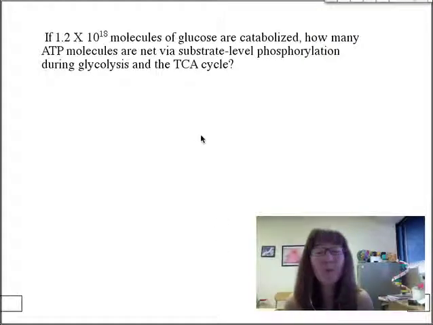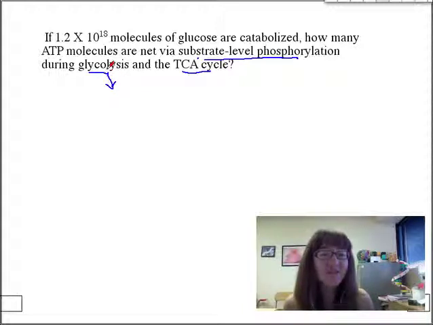Let's do a quick sample calculation as we end off our day. If 1.2 times 10 to the 18th molecules of glucose are catabolized, how many ATP molecules are net via substrate level phosphorylation during both glycolysis and the TCA cycle? Well, this is pretty easy to work out because remember that the net yield of ATP via substrate level phosphorylation in glycolysis is 2 ATPs. Well, remember in the TCA cycle, it's 1 in step 5, but per glucose, it's 2.